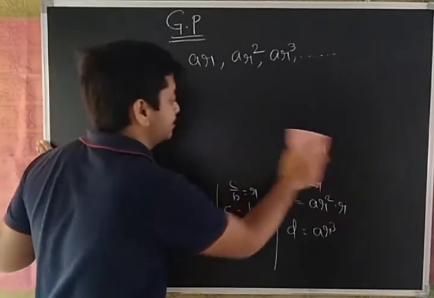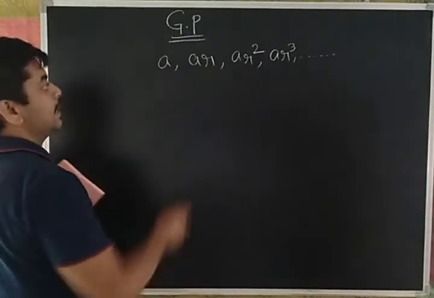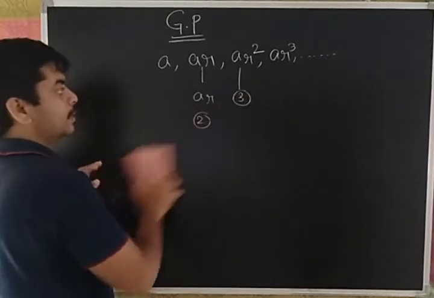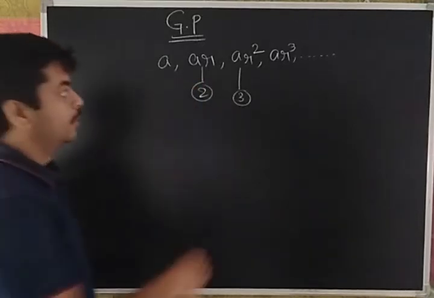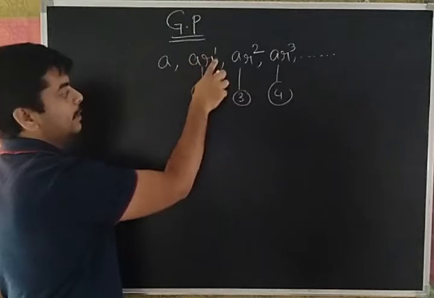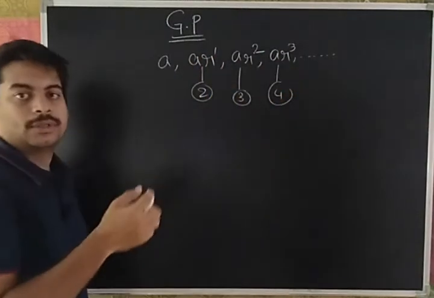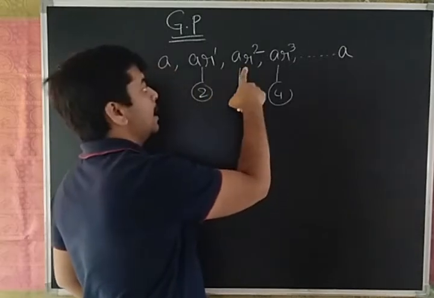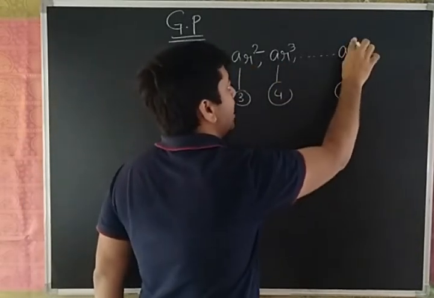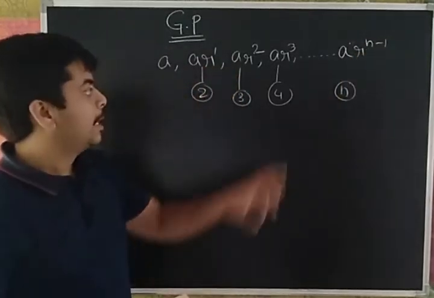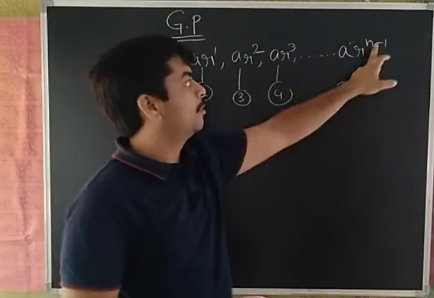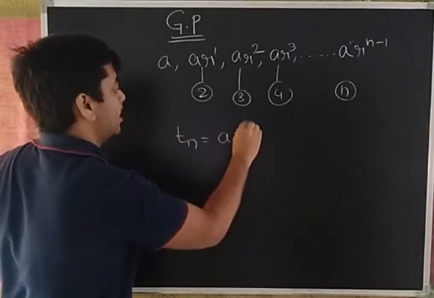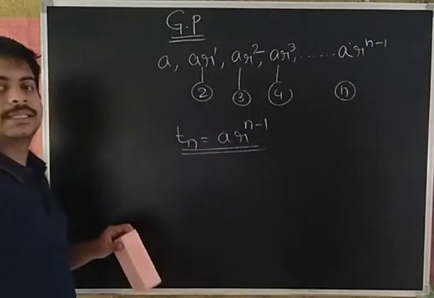How will we find the nth term here? Carefully check here. Second term is AR. Third term is AR square. Fourth term is AR cube. If you have 2 here, you are having 1 here. 3, 2. 4, 3. A is constant, that means A remains constant throughout the sequence. So, A into R power 1, R square, R cube. The nth term will have R power n minus 1. Why n minus 1? Because for 4 you have 3, for 3 you have 2, for n it will be 1 less, that is n minus 1. So, nth term in GP is A into R power n minus 1.